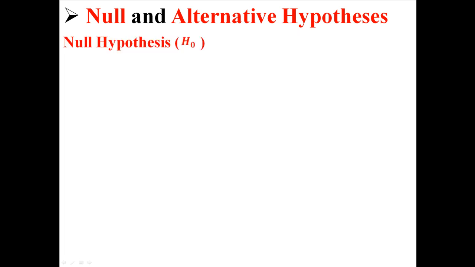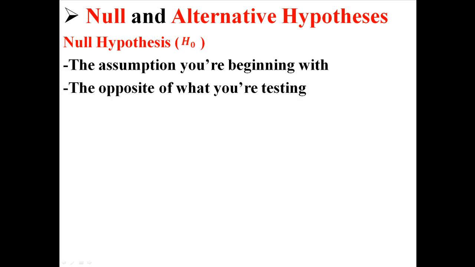Now, the first type of hypothesis is the null hypothesis. That's usually represented by H0. This is the assumption you're beginning with, or basically the opposite of what you're testing. Remember, we're beginning with the assumption that the school will be at 85%. And also, we're testing to see if it's different from 85%. So the opposite of that would be if it's the same. So we're going to start with the assumption that it will be 85%.